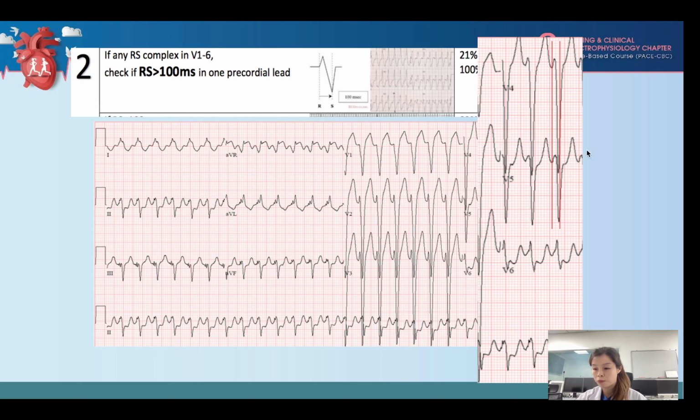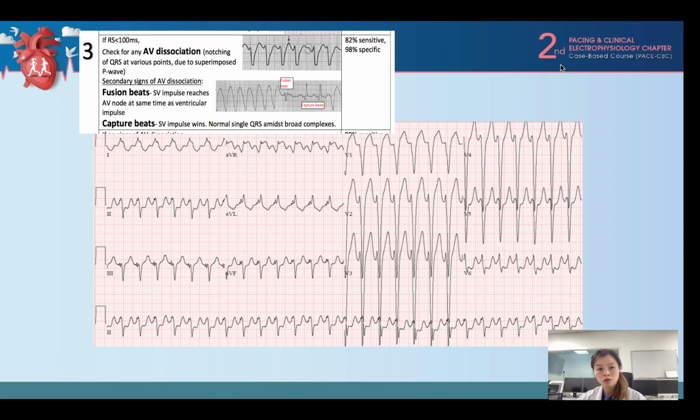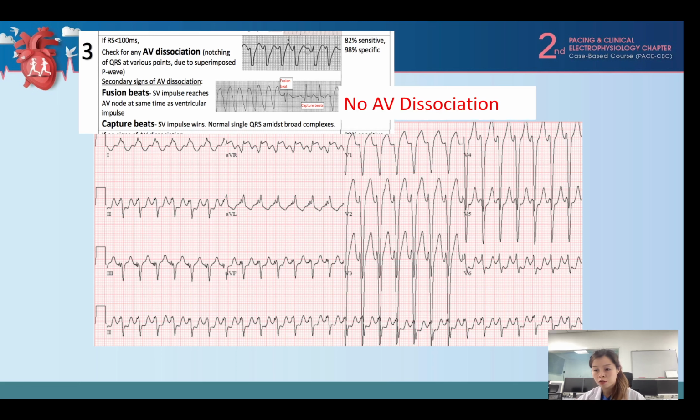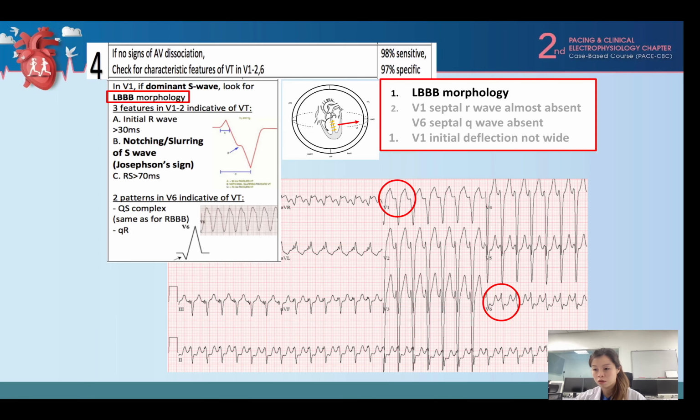The second step would be the RS interval in the chest leads. In our patient, the RS interval is less than 100 milliseconds. So we proceed to the third step. The third step would be looking for any AV dissociation. In this ECG, we could not see any discrete P wave, any fusion beats, or capture beats. So this ECG did not show any AV dissociation. And then we go to the last step.